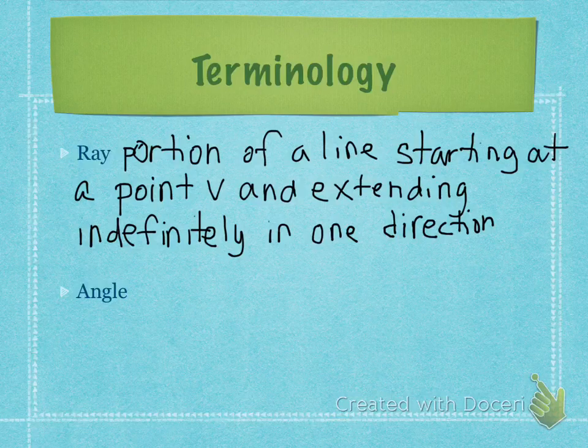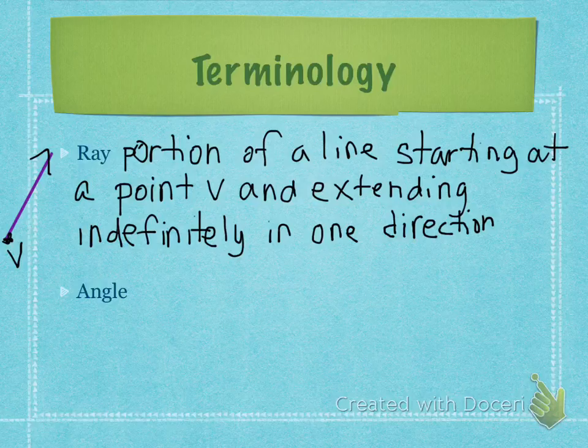And the image is exactly what you think it should look like. So it looks like a line segment. It mentioned having a point at the end. So here's my point V over here. And it has an arrow at the other end indicating that it continues in that direction. Okay, so that's a ray.